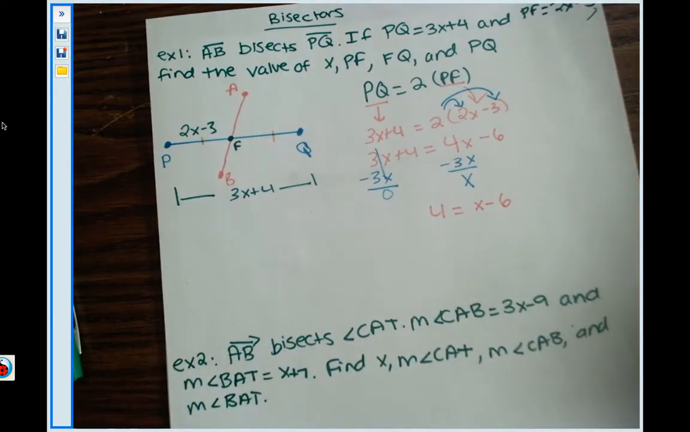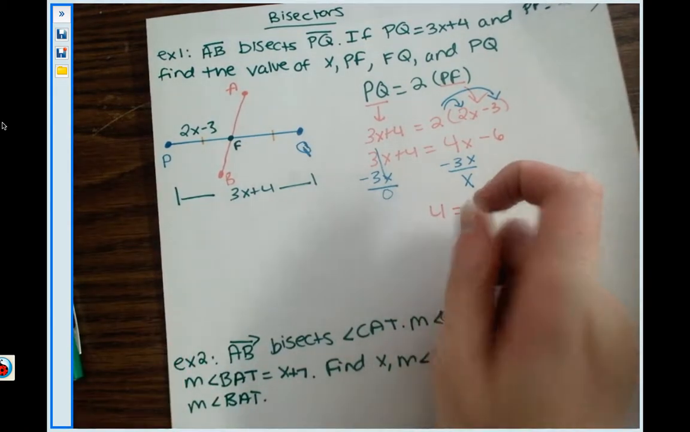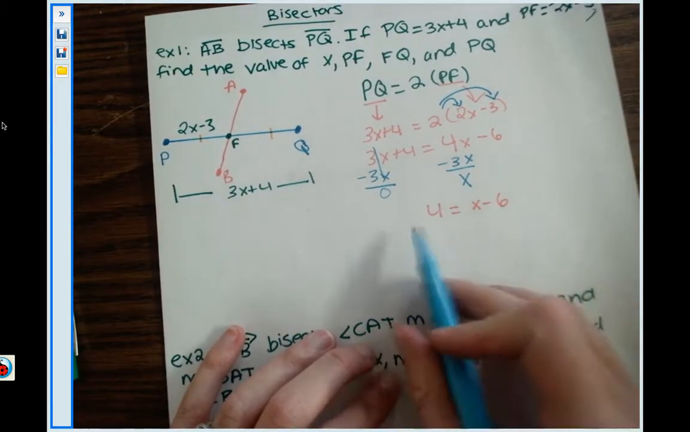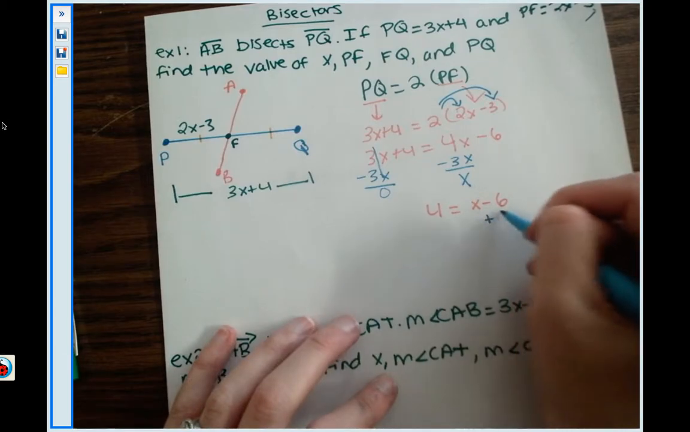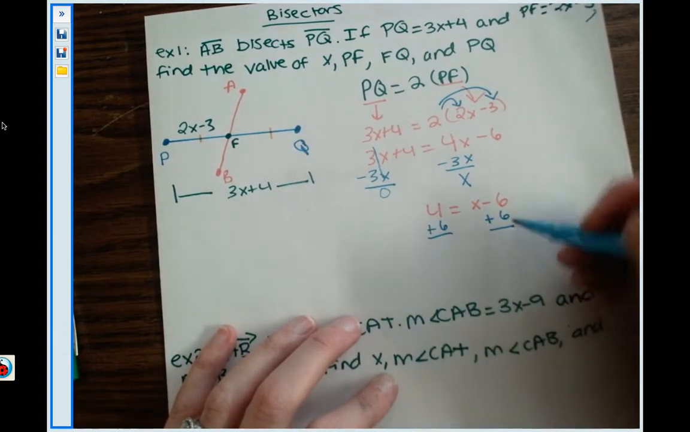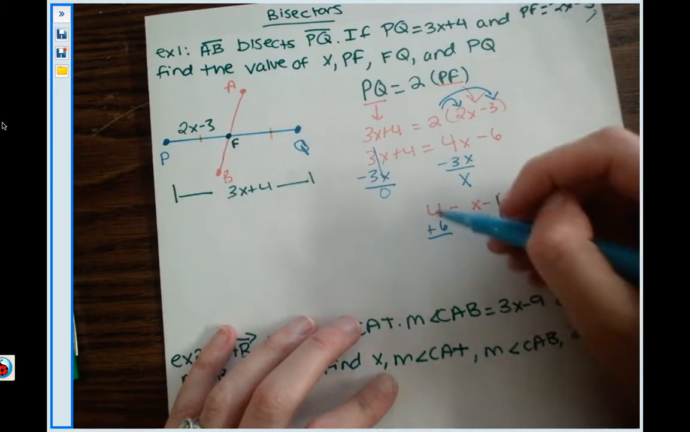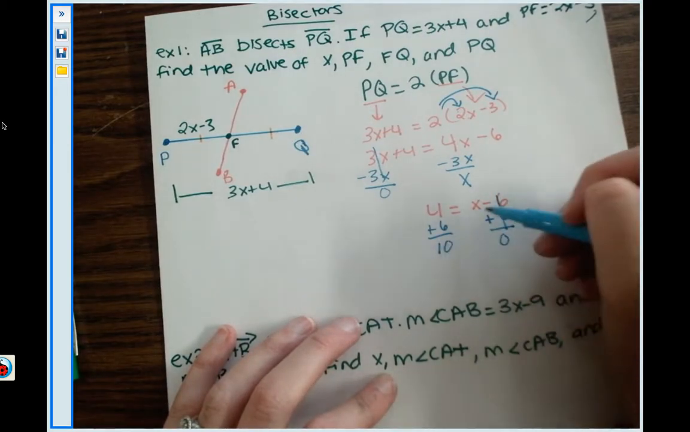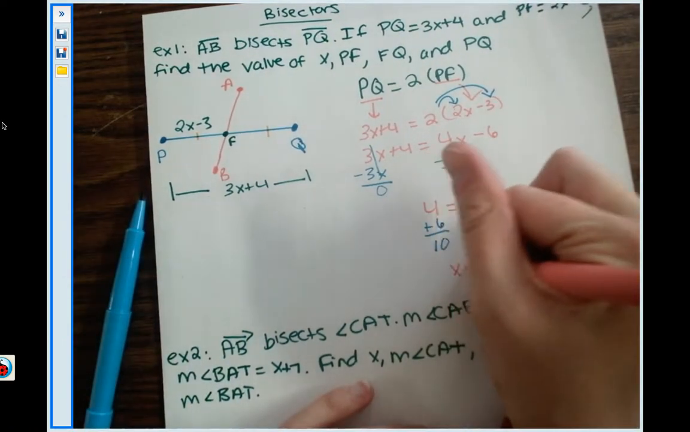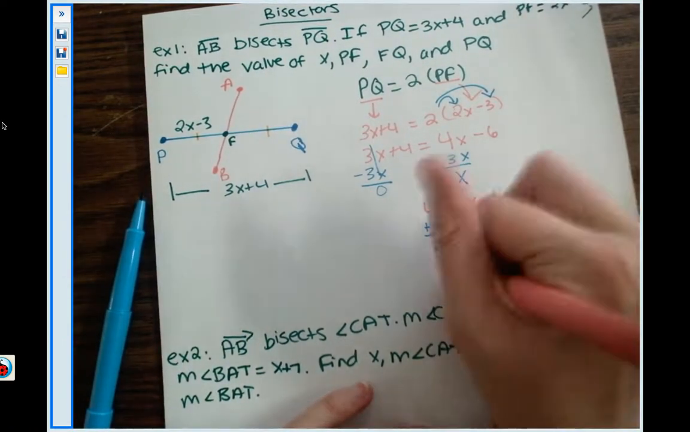Now that my x's have been brought together, I need to move everything to the other side. So the way I bring a negative 6 to the other side is by adding that thing on both sides. Negative 6 plus 6 cancels and turns to 0. 4 plus 6 is 10. So we're left with x equals 10. Holy hot dog. Yay, so we know one of the values.